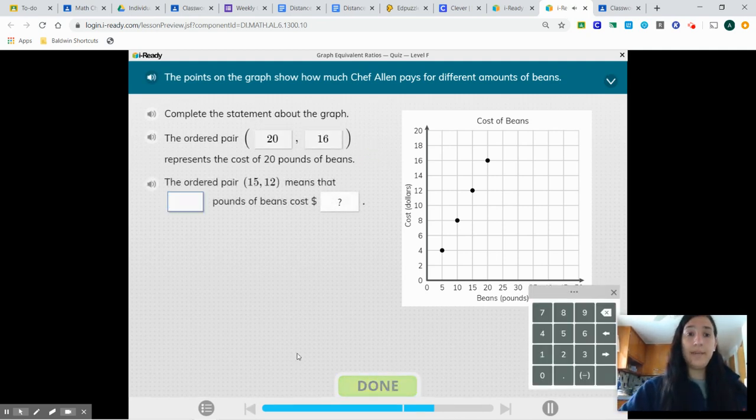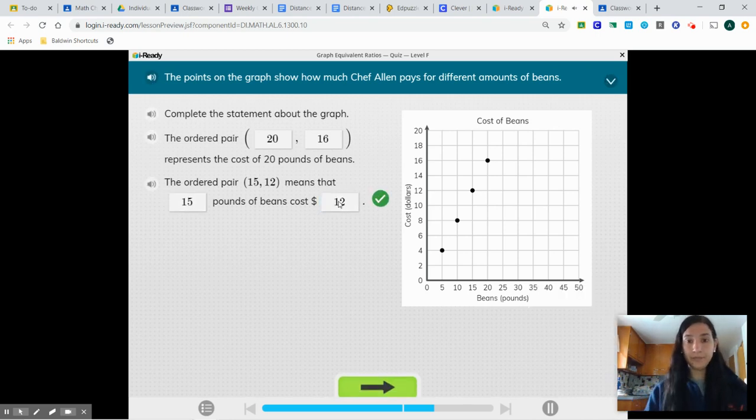Now we want to do the same thing here, but we want to explain it. So we know that if we have 15 pounds of beans, it will cost us $12.